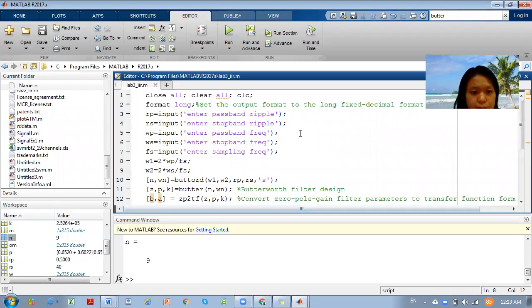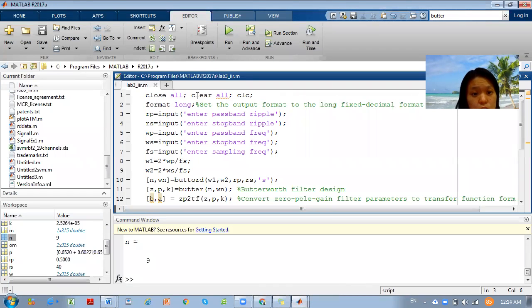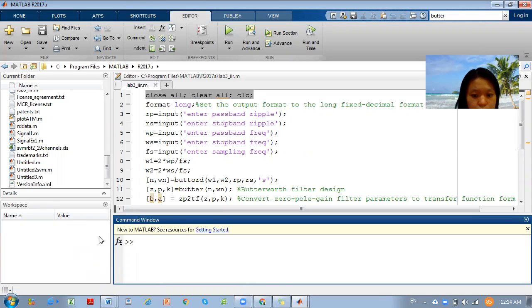So we have Matlab here. First, we have close all, clear all, and CLC. Close all means closing all the windows, the figures, etc. Clear all means we clear our workspace, everything in the workspace. And CLC clears our command window. Then you can try here, so you know that everything is cleaned up.